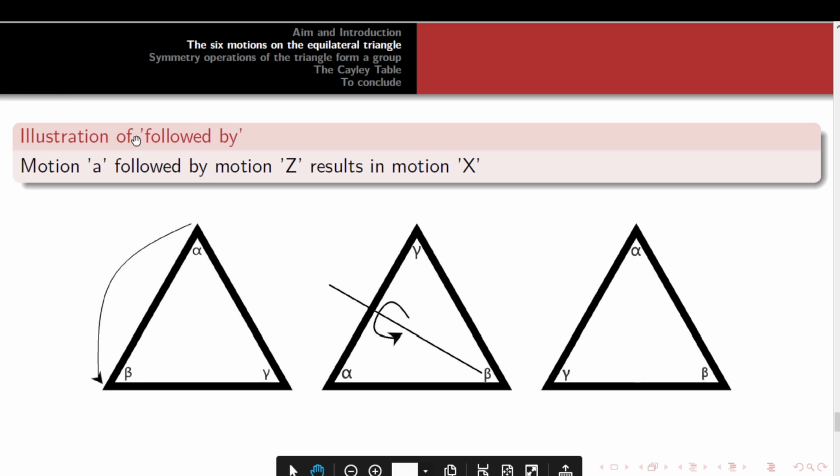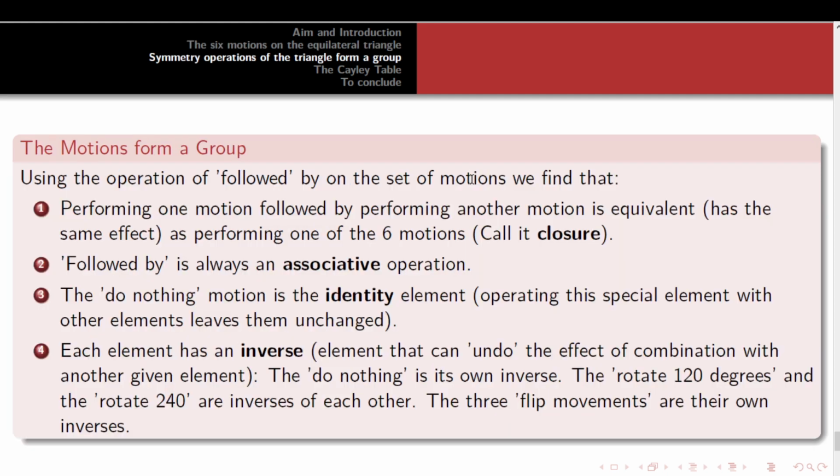So what you obtain is, if you apply the motion A on the equilateral triangle, and then apply the motion Z on the resultant equilateral triangle, you get an equilateral triangle which is actually one of the six motions we are talking about. So you obtained A followed by Z to be the motion X. Similarly, you can think about all of the motions operated with each other, and you're going to obtain some things. So these motions form a group.